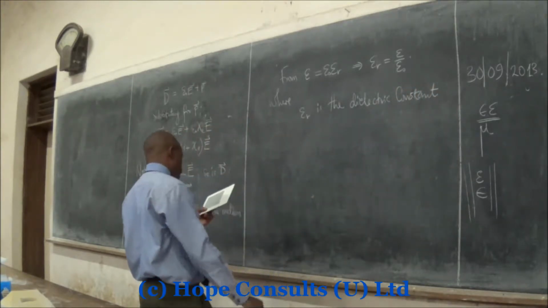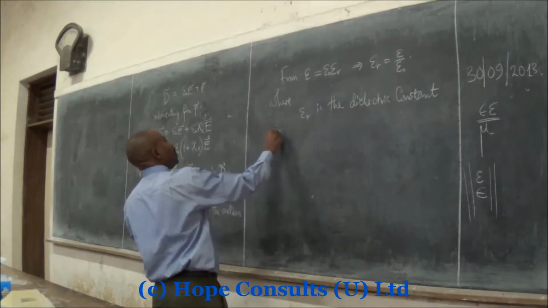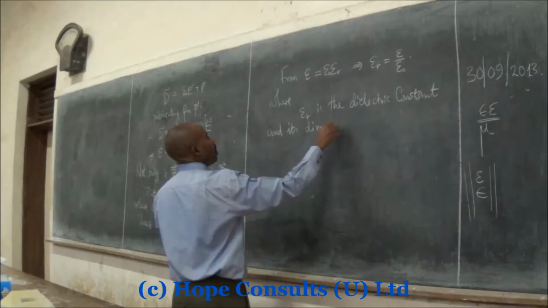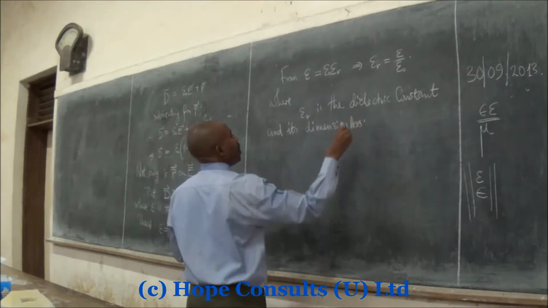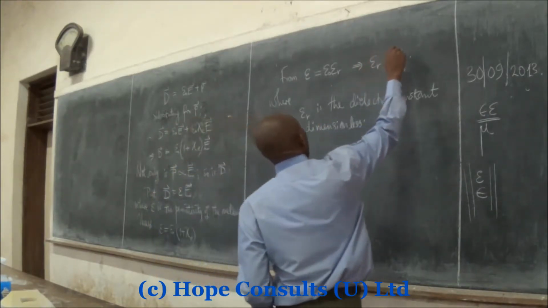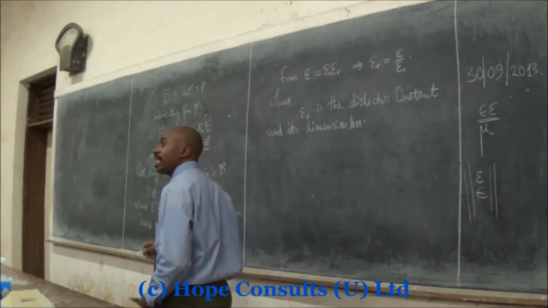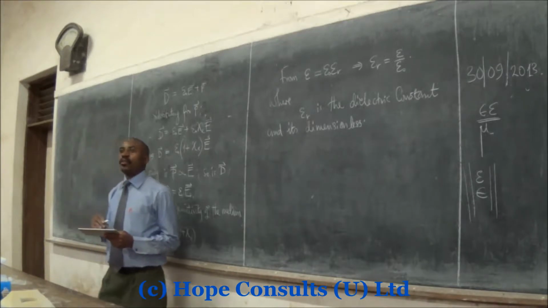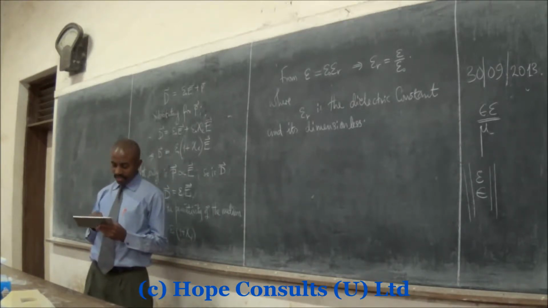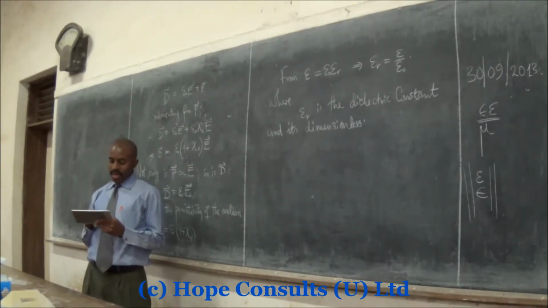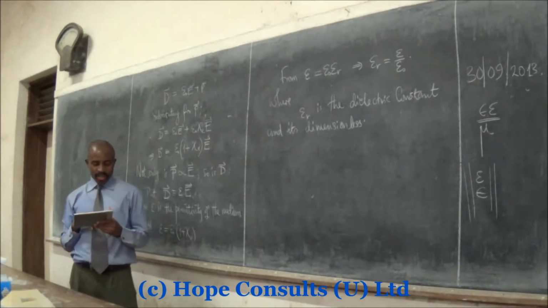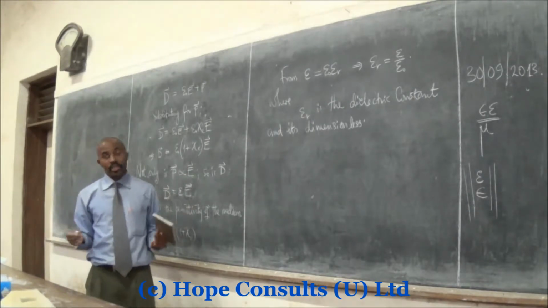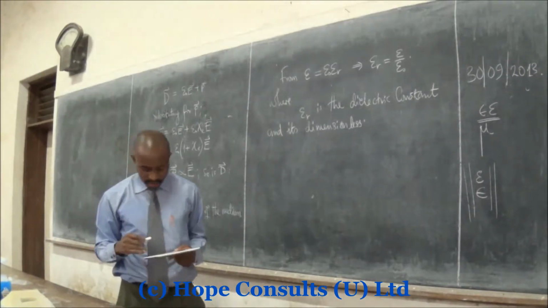Dielectric constant, and it is known to be dimensionless. Why? Because the units of permittivity with the dielectric are the same as the units of the permittivity without a dielectric. They cancel out each other, and then we get the dielectric constant being dimensionless.